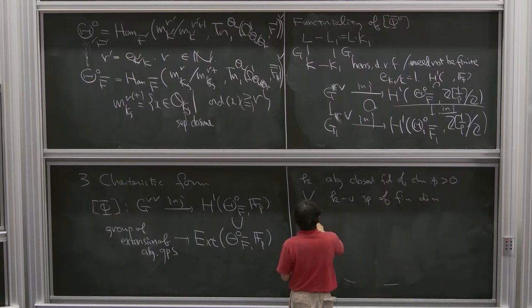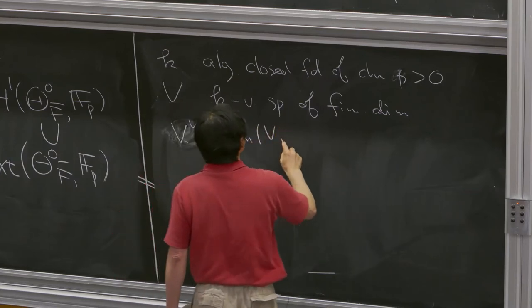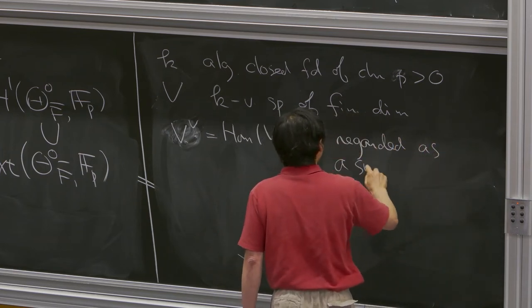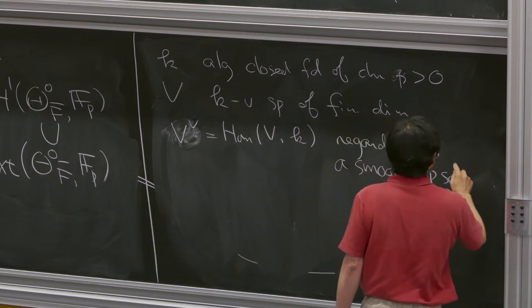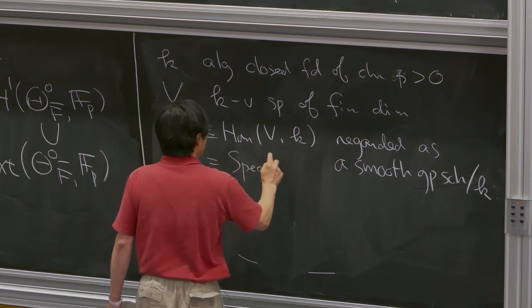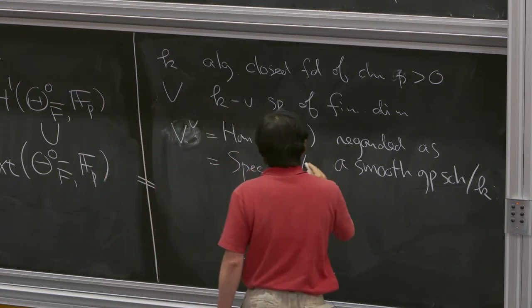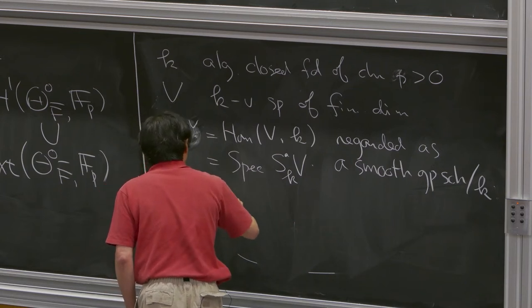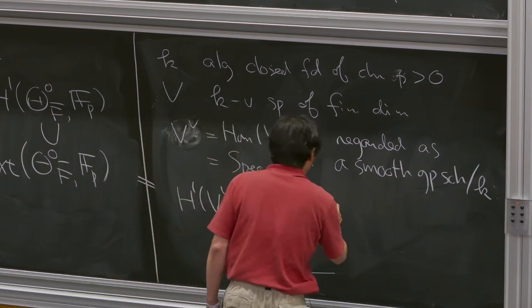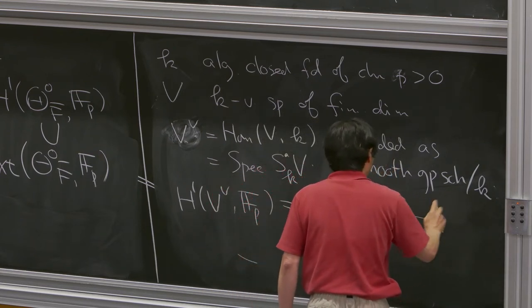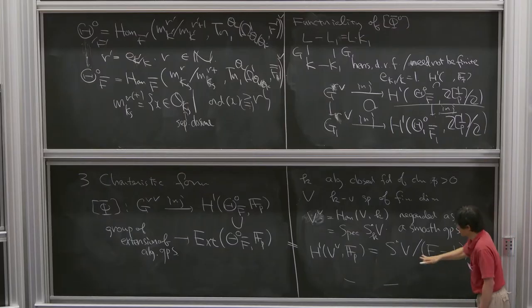Then, the V check will be the dual, regarded as a smooth group scheme over K. So this is just the Spec of the symmetric algebra over V. Then, by Artin-Schreier theory, this is a quotient of this symmetric algebra by the Frobenius minus 1. So I show this injectivity here using this description.